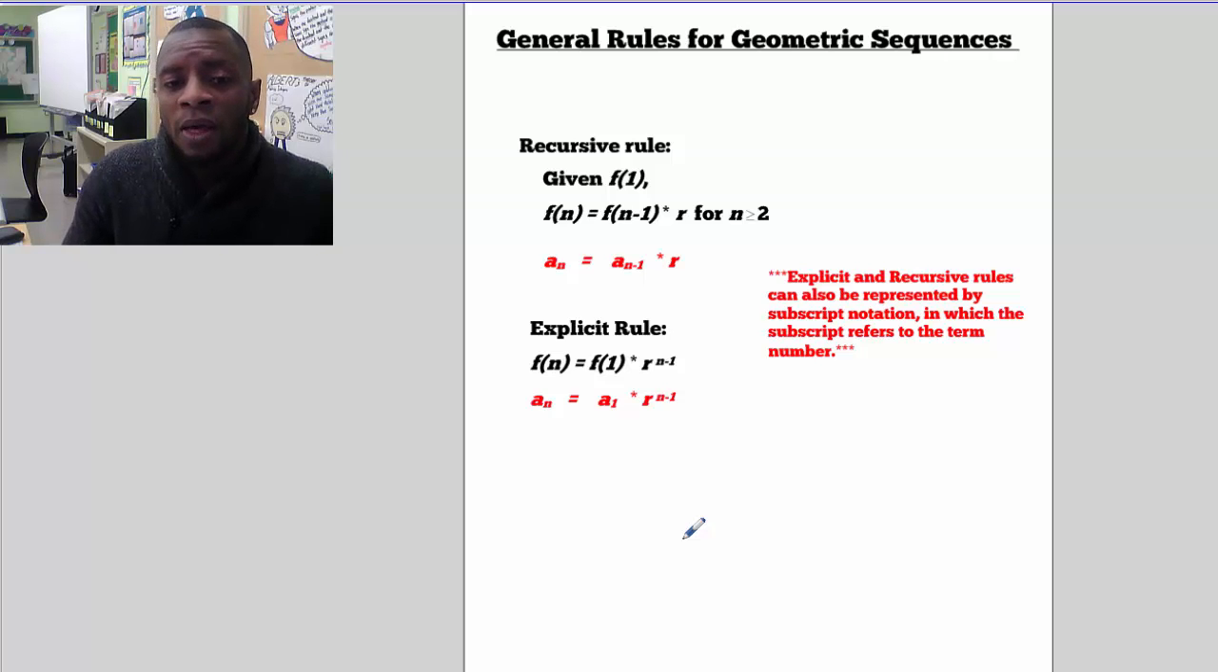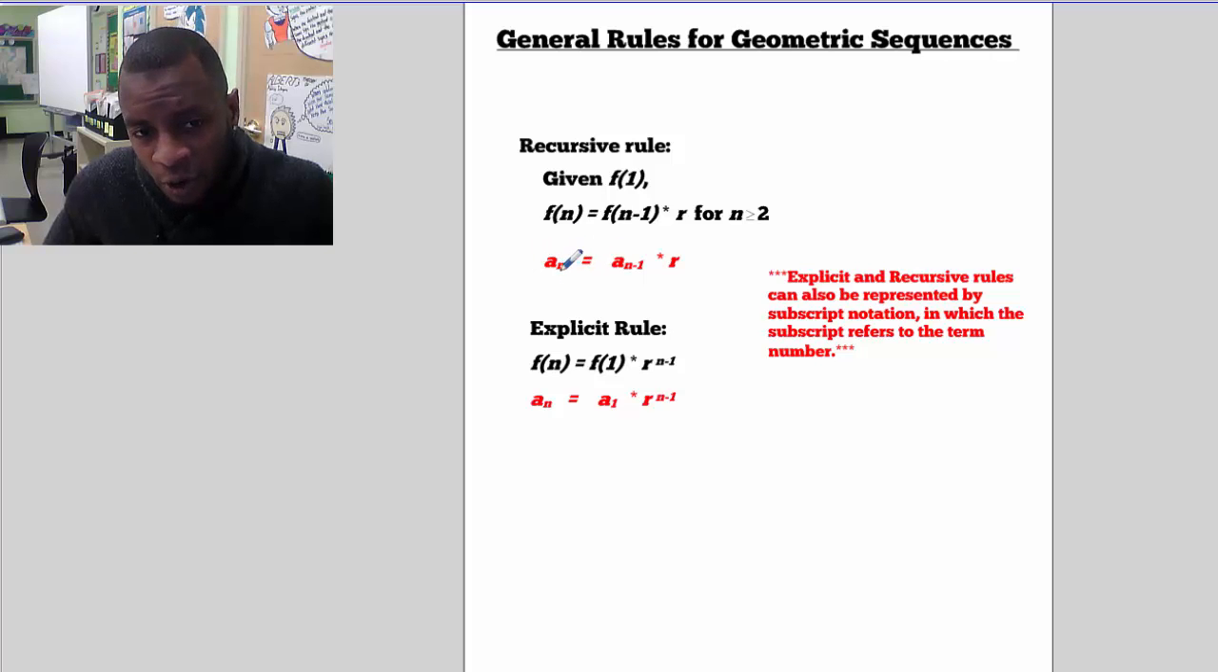Okay, and also what I want to point out is that once you move into algebra 2, you'll no longer use this function notation for recursive and explicit rule. You'll start seeing this subscript notation, where a of n represents some sequence, and so a of n is some term where n is the term number and n minus 1 is the previous term. In each of these, the subscript represents the term number, so a of 1 would be the first term in our sequence.